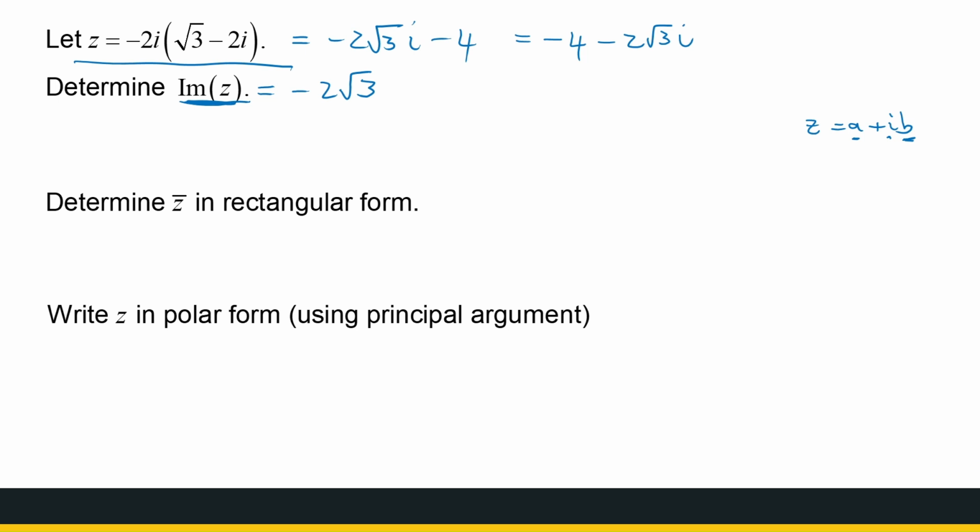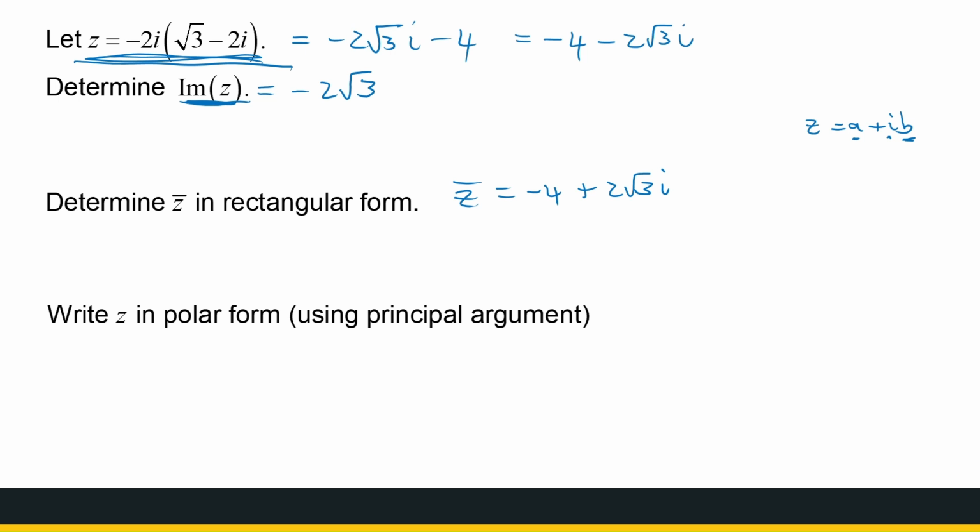Right, the next one, determine its complex conjugate in rectangular form. Now, yet again, if you worked with z in this form, you wouldn't be able to do anything. But as it's given there, the complex conjugate is just going to be minus 4 plus 2 root 3i. And then the third portion asked, write z in polar form, using the principal argument.